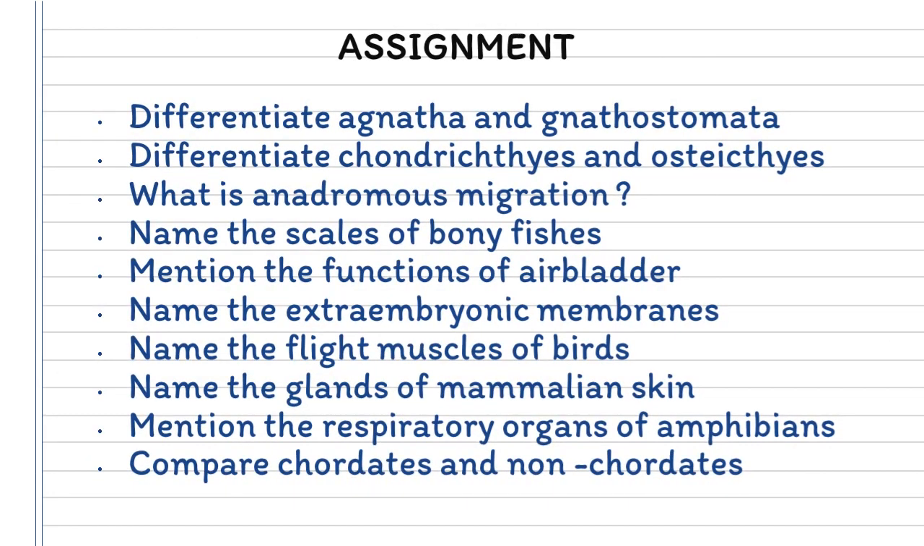Differentiate Agnatha and Gnathostomata. I think you can remember the points. Then differentiate Chondrichthyes and Osteichthyes. What is anadromous migration? Name the scales of bony fishes. Mention the functions of air bladder. Name the extra embryonic membranes. Name the flight muscles of birds. Name the glands of mammalian skin. Mention the respiratory organs of amphibians. These are all very simple questions. Either they will be asked as 2 marks or 3 marks. And the last question may be asked as a 5 mark question: the comparison of chordates as well as non-chordates.